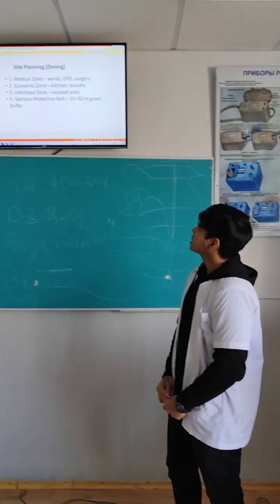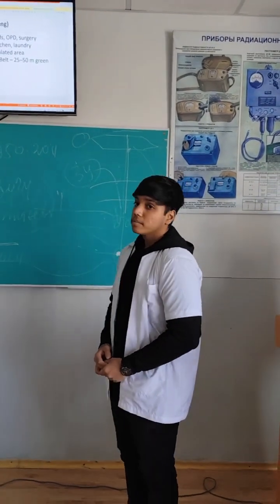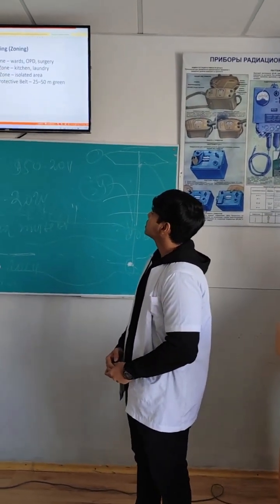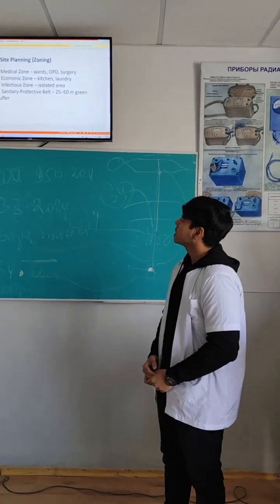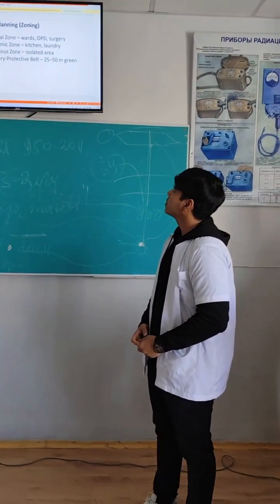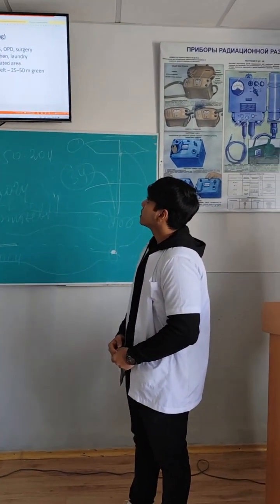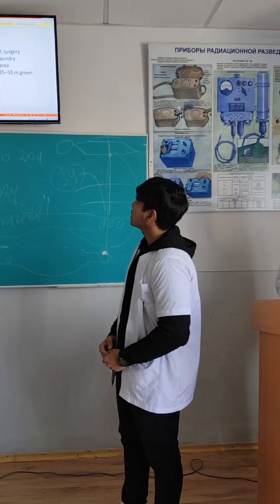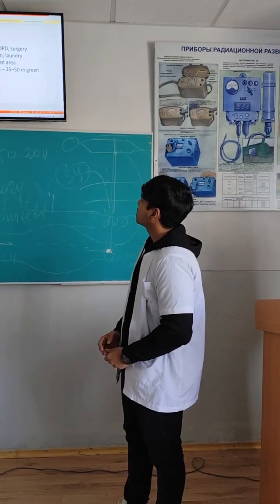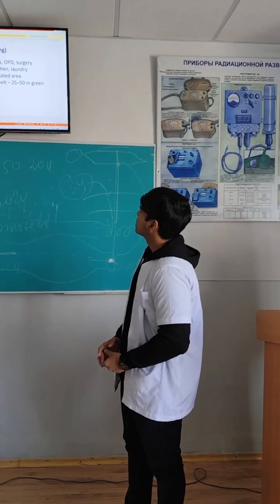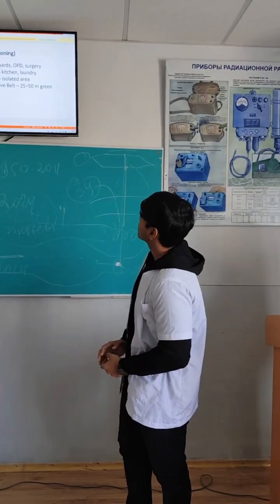So next one is site planning. First one is the medical zone. It includes wards, OPD, surgery. Second one is the economic zone: kitchen, laundry. Third is the infectious zone: isolated area, sanitary protective belt, 25 to 50 meter green buffer.